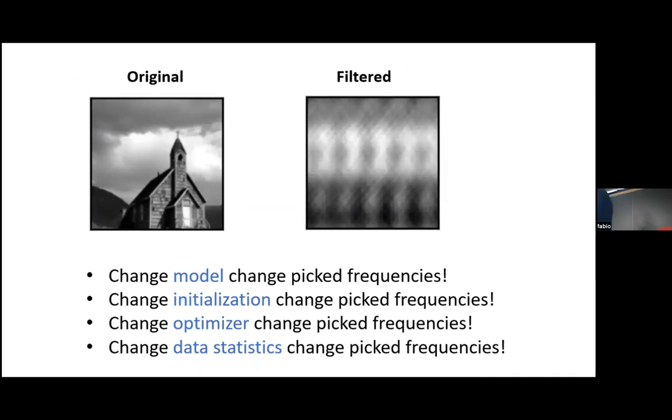And what's the point of this? The point I want to make is that if you change the model, these frequencies which are picked change. So these can be thought of as a fingerprint of the model bias. And if you change the initialization of the model, they change. Optimizer, they change. Change the data statistics, again, they change. So we need to have somehow control on these things if we want to do something which is interpretable and not just a black box.